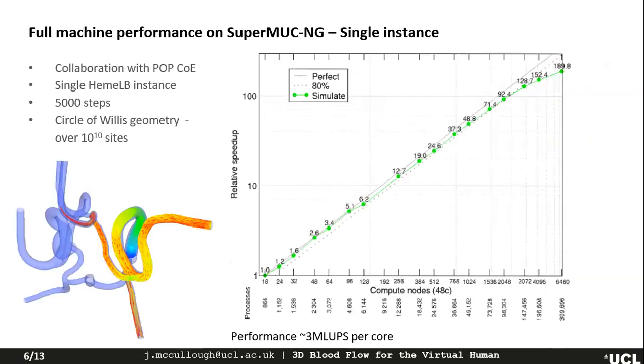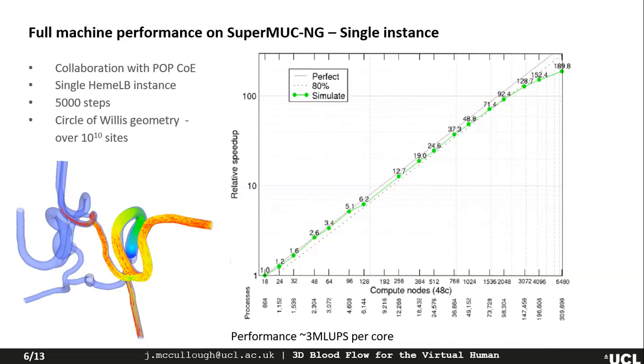So now looking towards some performance of HemeLB that has been conducted on SuperMUC-NG. This work was conducted in collaboration with Brian Wiley of the POP Center of Excellence. What this is looking at is a single HemeLB instance where we simulate flow through the circle of Willis. This is a vascular structure located in the brain, and it distributes flow coming from the heart, from the torso, into the brain, and distributes it around the brain.